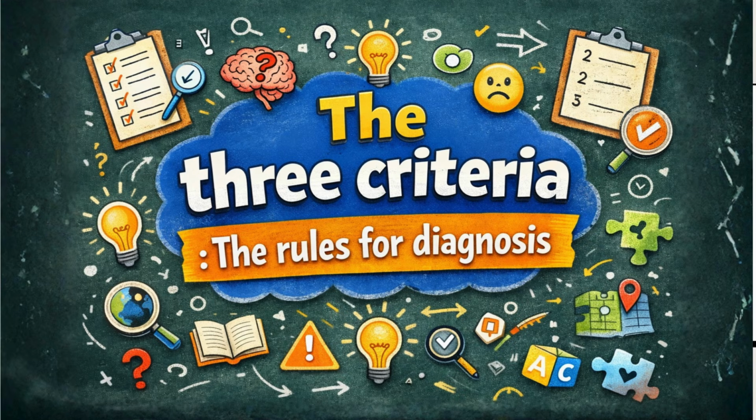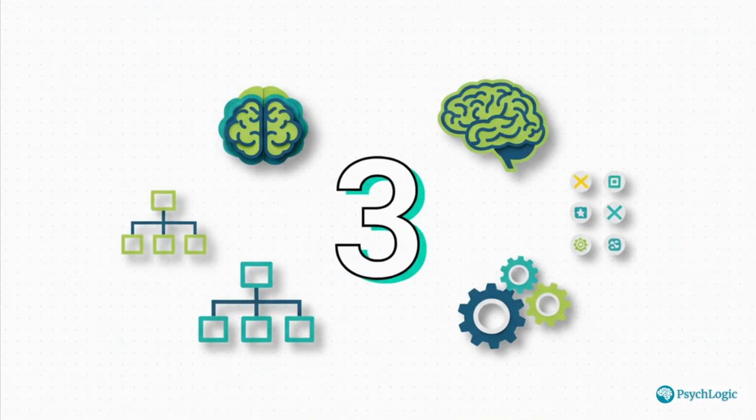This brings us to the real heart of the diagnosis. To actually confirm an intellectual disability, a clinician has to check off 3 essential criteria. Think of these as the non-negotiable rules of the game. And here is something that's absolutely critical to understand.